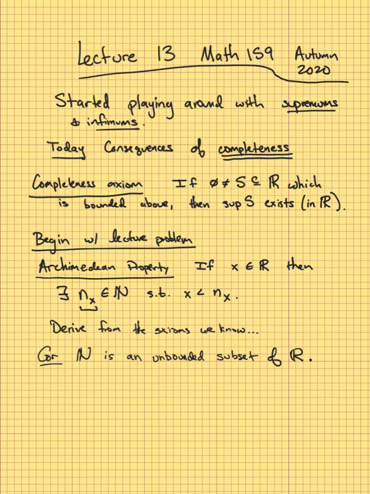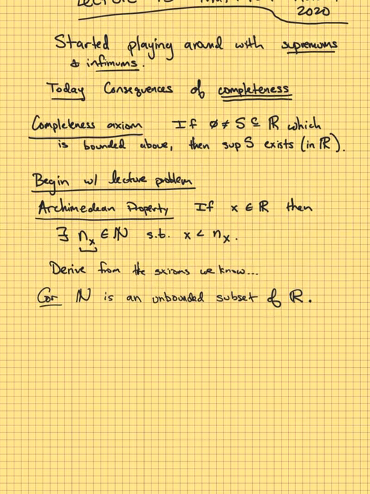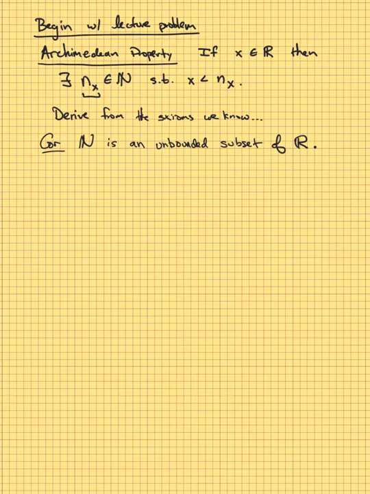Okay? Let me give you another corollary, which again will seem simple, but isn't something that we were able to show before. So if you take the set 1 over n for all natural numbers, then the infimum of this set is 0. Okay?